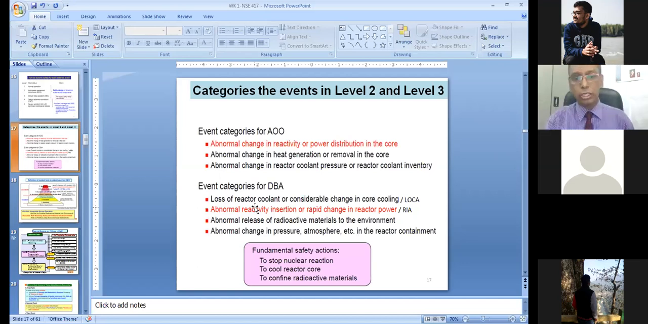So what action do you have to take? The basic procedure for the prevention at level 2: to stop the nuclear reaction, you cannot suddenly shut down the nuclear power plant reaction. Then you have to cool the reactor core. You have to give some time to cool the reactor core, then confine the radioactive materials. These are the fundamental safety actions we need to take.